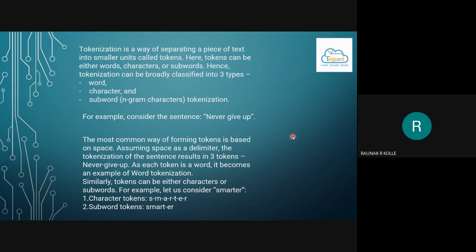For example, let us consider the word smarter. From character tokenization, we can have the characters S, M, A, R, T, E, R as the tokens. Using subword tokenization, this word smarter can be split up into two halves. The first half containing the root word smart, and the second half containing the letters er, which are the suffix of the original word smarter.